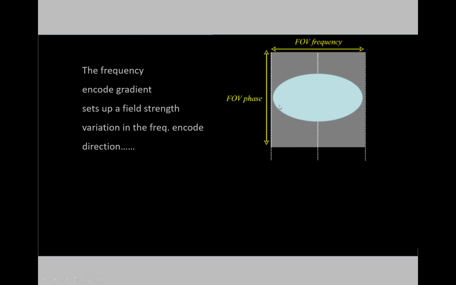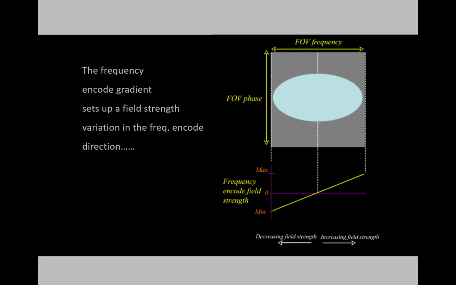So let's imagine we are imaging some object and we have a cross-section here through it, this thing in blue, and we are taking a slice. It has a frequency encode direction, it has a phase encode direction as per normal. When we switch on that frequency encode gradient, what are we doing?